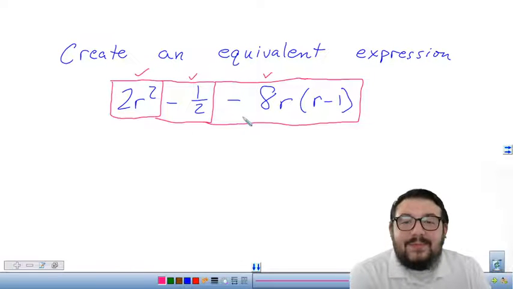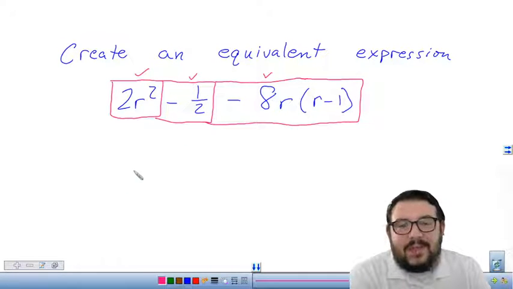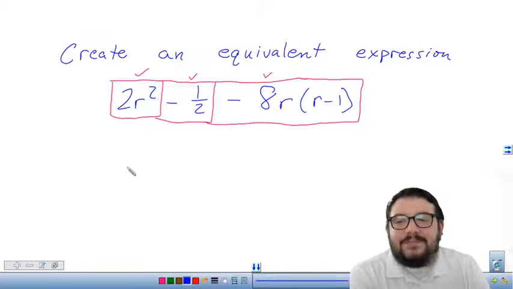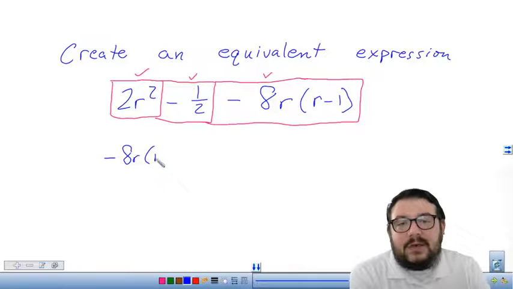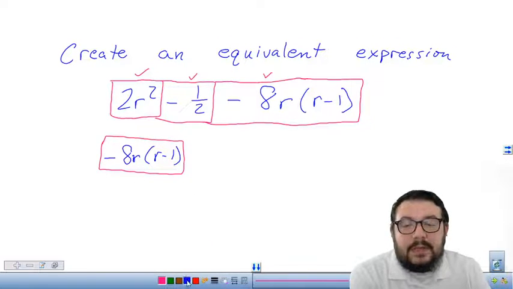Okay, so now let's move our terms around. Let's move the big one first. Okay, let's be brave here. We'll put our negative 8r parentheses r minus 1. I'm literally copying, guys. I'm not doing anything at all mathematical except moving the terms around, which is technically mathematical. But the rest I'm just copying. Okay, so this term I now moved.